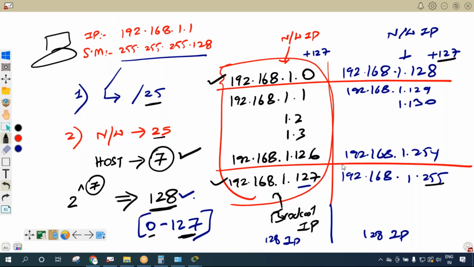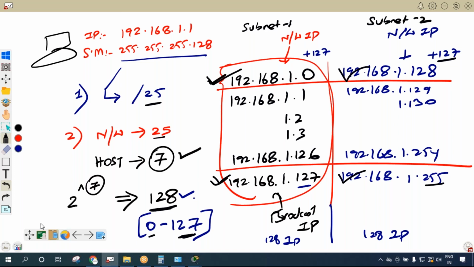So that means two equal subnets are created, and in each subnet you have 128 IPs, but you cannot use all 128 IPs. For this subnet, one IP will go to the network and one IP will go to the broadcast. For this subnet, this is the network IP, this is the broadcast IP. So two subnets are created. This is subnet 1 and this is subnet 2.